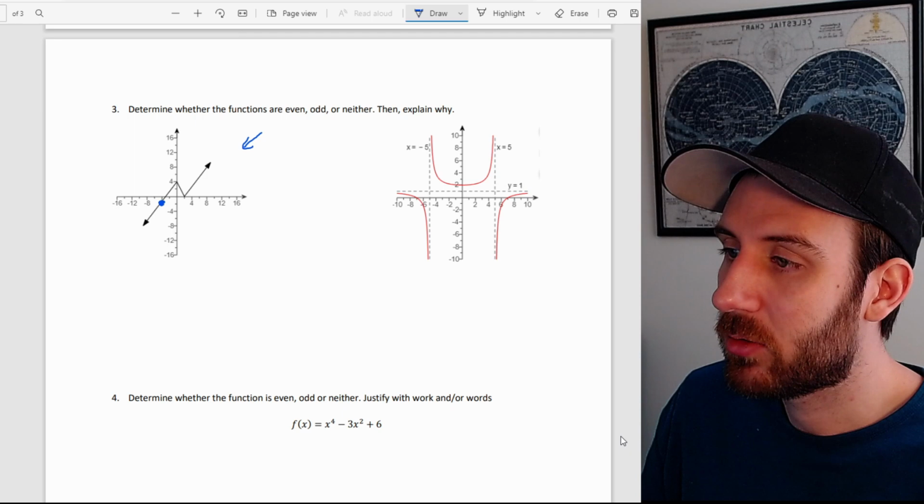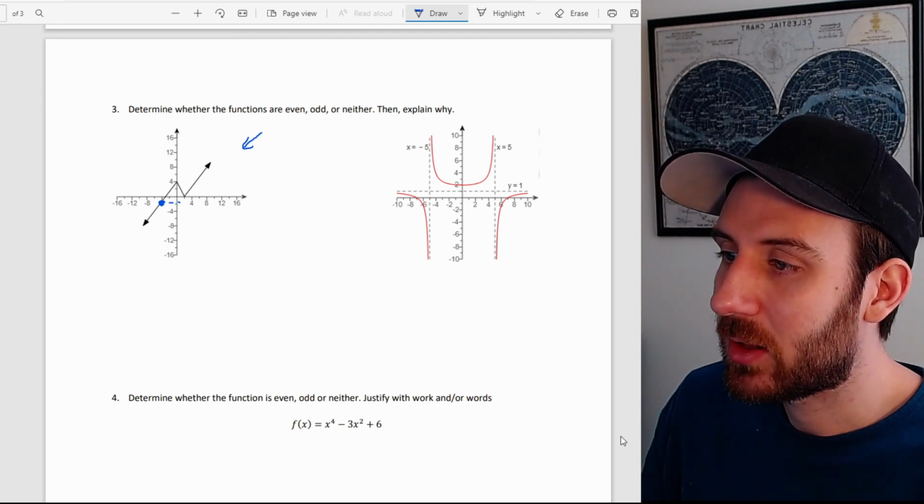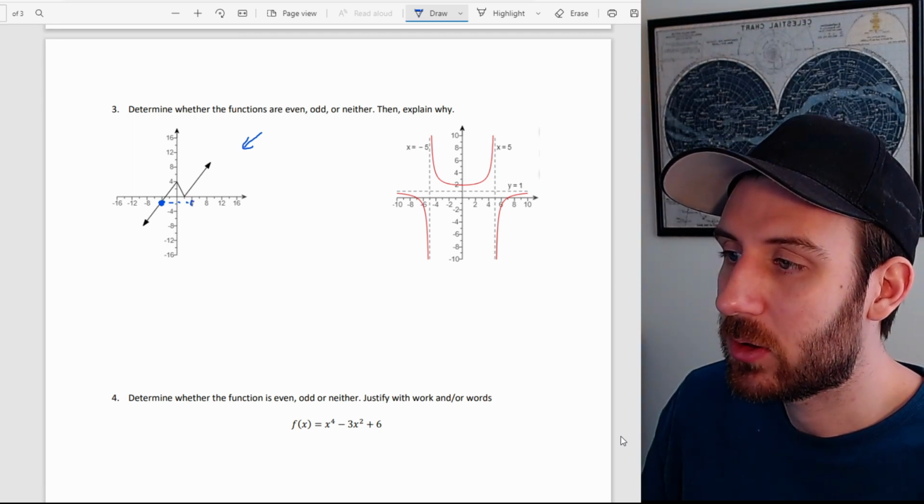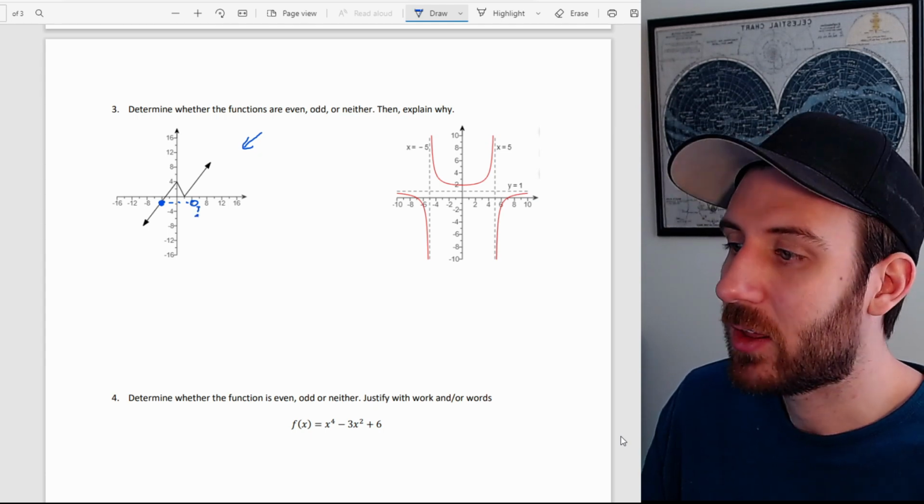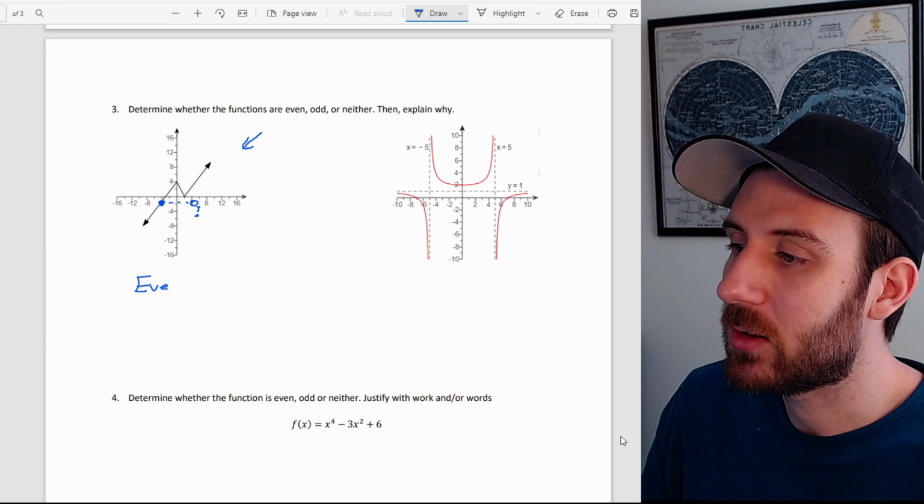If I look at positive 4, I do not get that same height, right? There's not a value here. I would have maybe wanted there to be, but there is not. It's somewhere else. So that gives me enough reason to say this is not even. So I'll say not even.